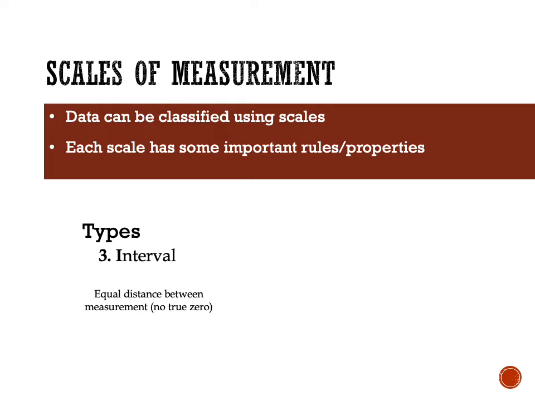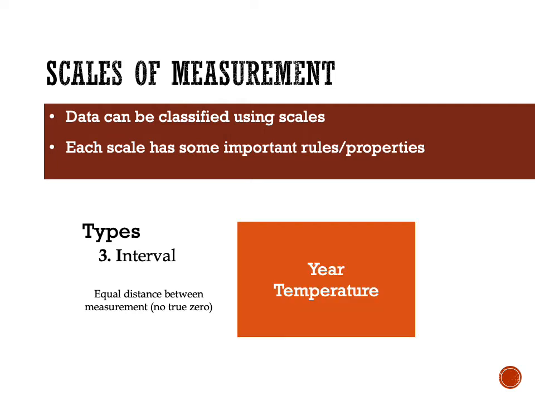Now, interval data, there is equal distance between points on a scale. An example of this, we can think about temperature. If I have 25 degrees and 30 degrees, the difference between that is 5 degrees. It's going to be the same if I had 65 degrees versus 70 degrees. The difference is still 5 degrees. So there's equal distance between points all throughout the scale.